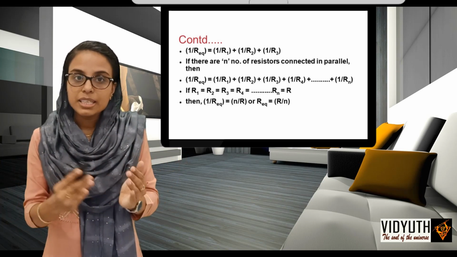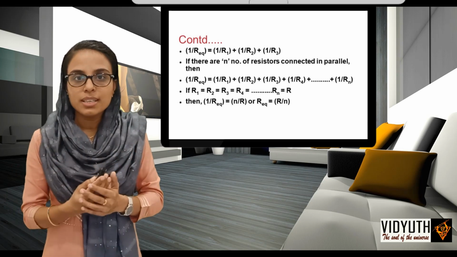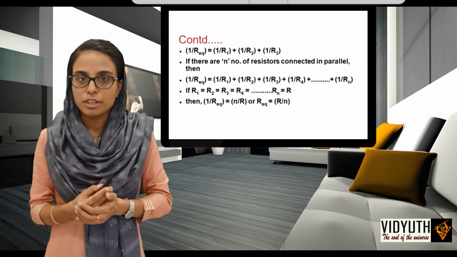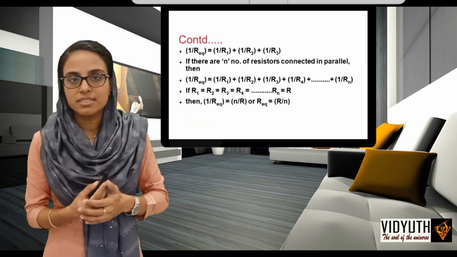If there are n number of resistors of equal value connected in parallel, then 1 by R equivalent will be equal to n by R. Okay.